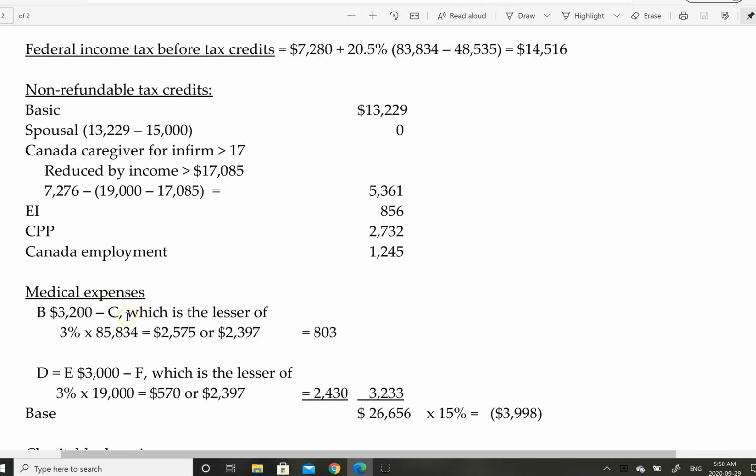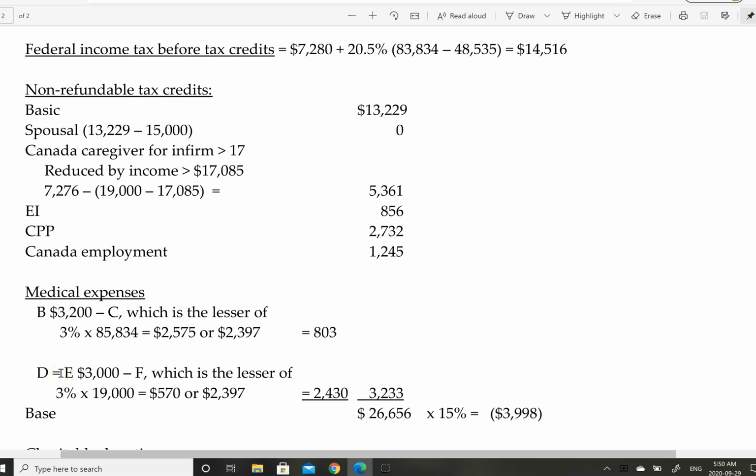And then C, if you remember from the rates table, that's the lesser of 3% of her net income, or $2,397. Now, once again, the $2,397 is the figure for 2020. It changes every year. So we work through that calculation. The B minus C is 803. Now we have to calculate the D amount, which is E minus F.